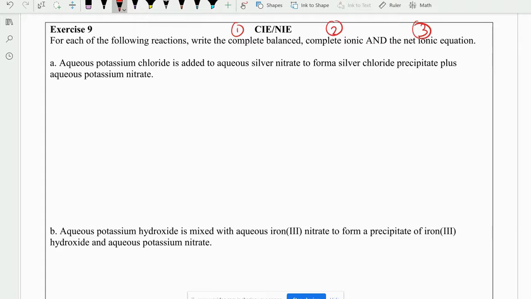1, 2, 3, bam. I'm promising you right now that almost always the 4th FRQ on your AP test in May will include one of these types of reactions where you have to write the complete balanced reaction, the complete ionic reaction, and the net ionic reaction. Here, it doesn't give us any formulas. It only tells us in words.